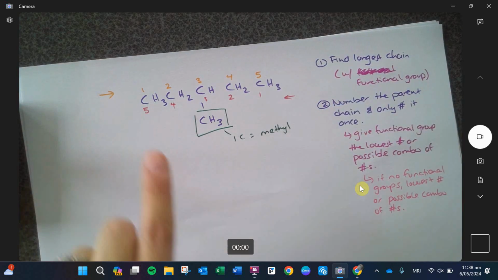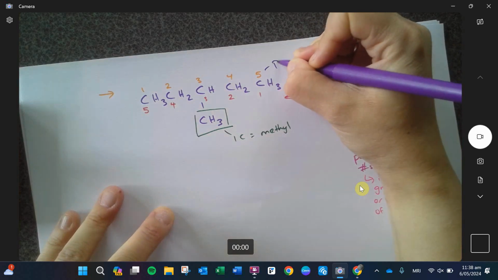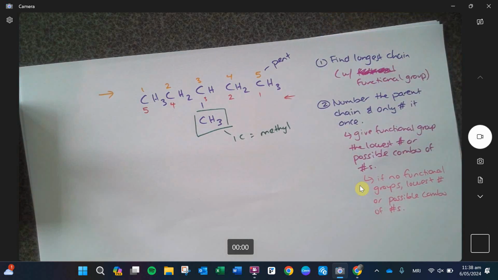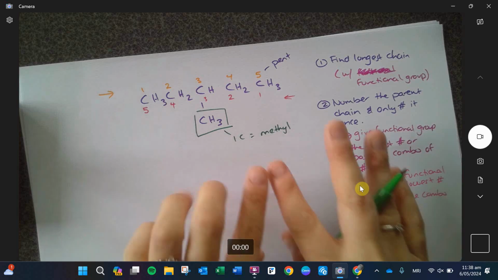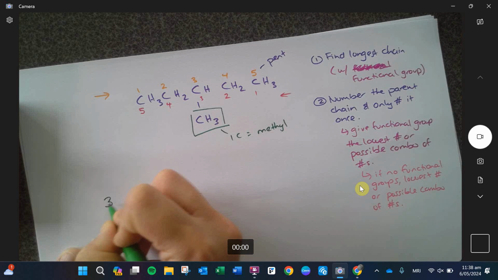I notice that in my parent chain there are 5 carbons, so that would then be pent. Are we good? All right. So when we are naming things, we name them in alphabetical order. There's nothing else to worry about with the methyl. So we just go 3, methyl.